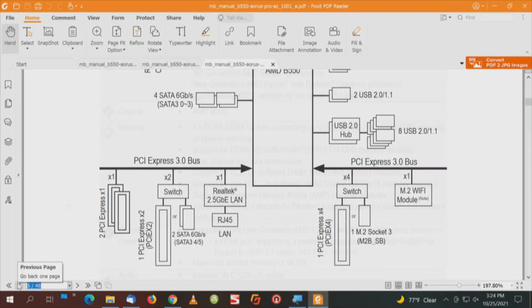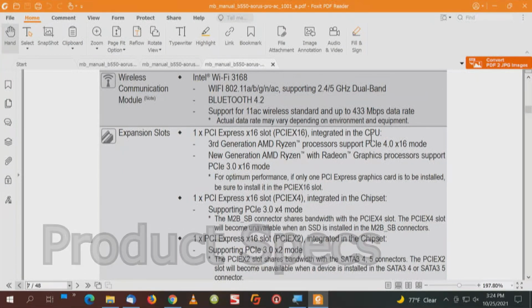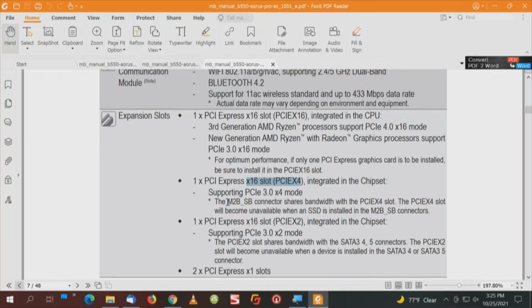So let's go to page 7 and let's scroll down. 1 PCI Express by 16 slot integrated to the CPU at PCI Express 4.0. 1 PCI Express by 16 slot, PCI Express by 4, integrated to the chipset, which is PCI Express 3.0. That's 4 lanes. And it says here the M2B underscore SB connector shares bandwidth with the PCI Express by 4 slot. Well, that's nice. The PCI Express by 4 slot will become unavailable when an SSD is installed in the M2B underscore SB connector. So that renders that slot useless.